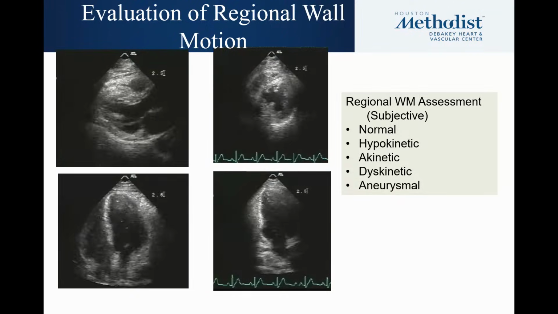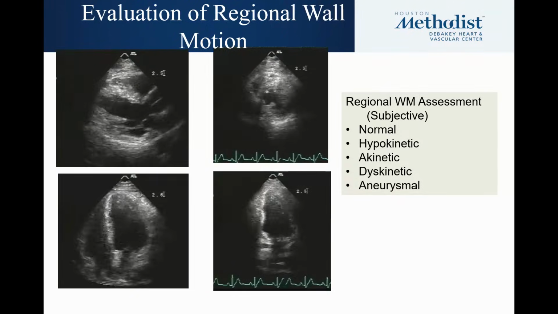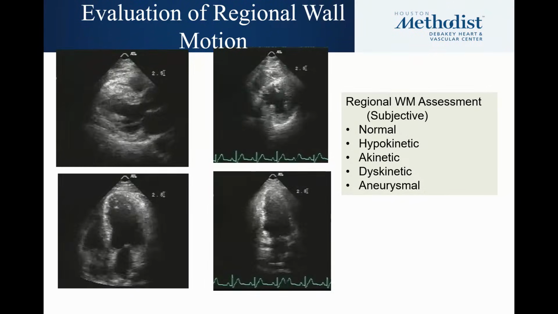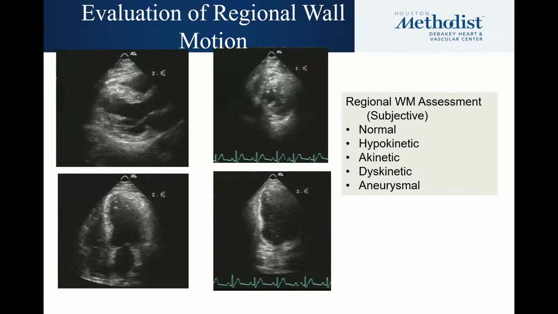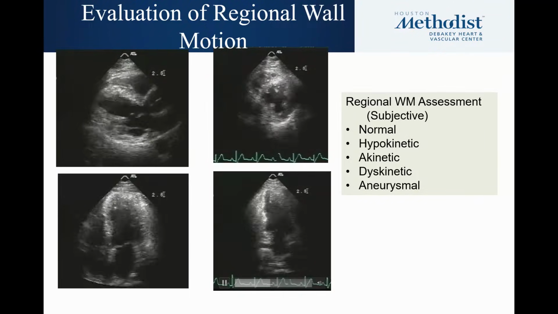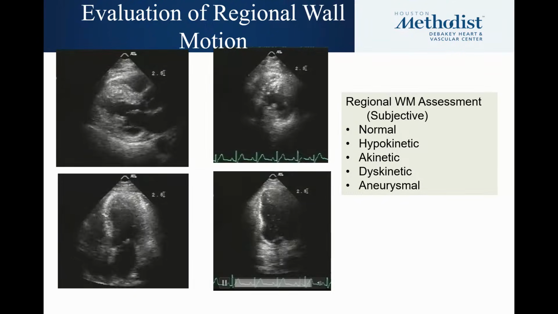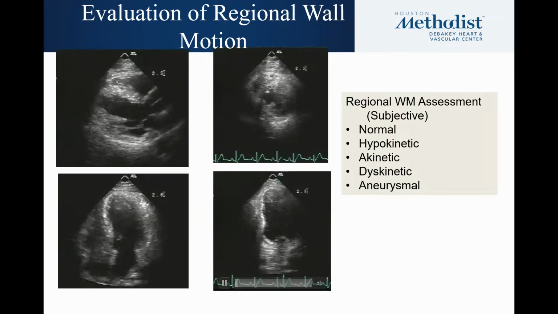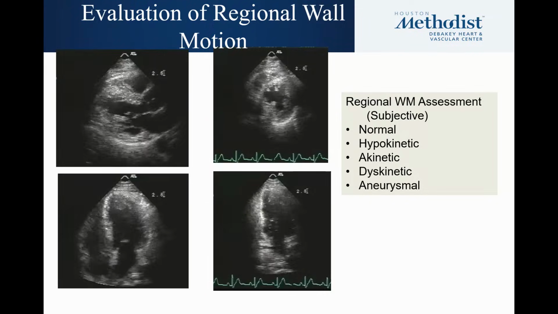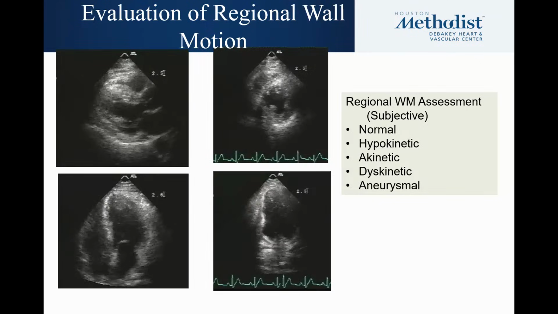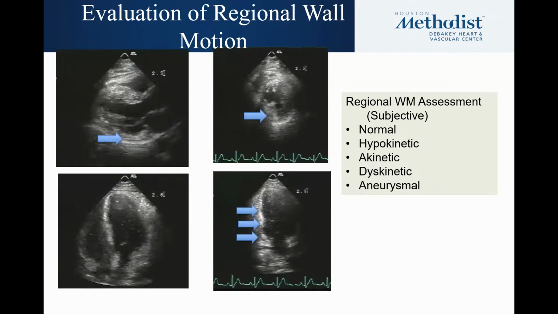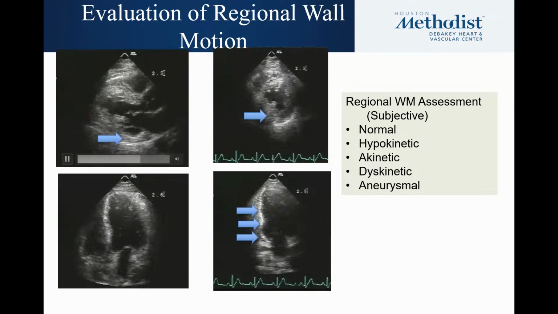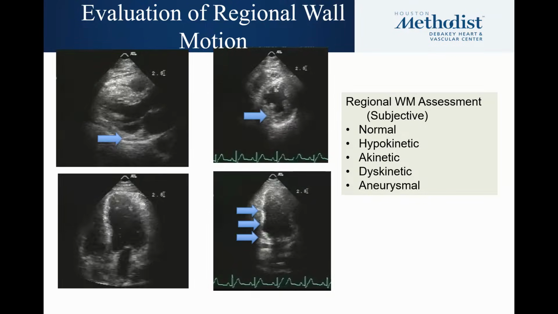We assess regional wall motion as normal, hypokinetic, akinetic when there is no thickening, and dyskinetic when it's actually going the wrong way. We, for example, here might say that maybe this small area here might be a little dyskinetic. And then frankly aneurysmal when you have a big geometric distortion in systole and in diastole. You can see with the arrows here indicating very nicely the areas that are abnormal in this particular patient.